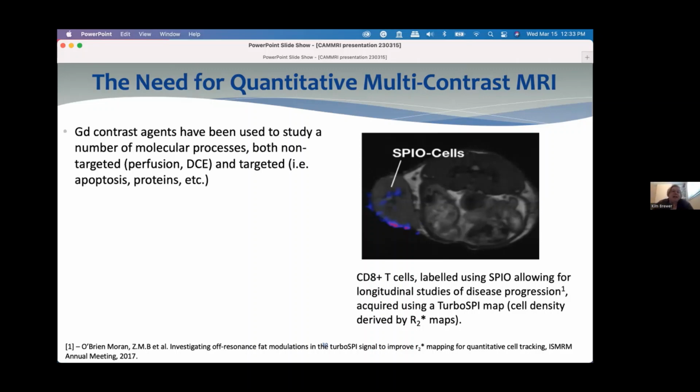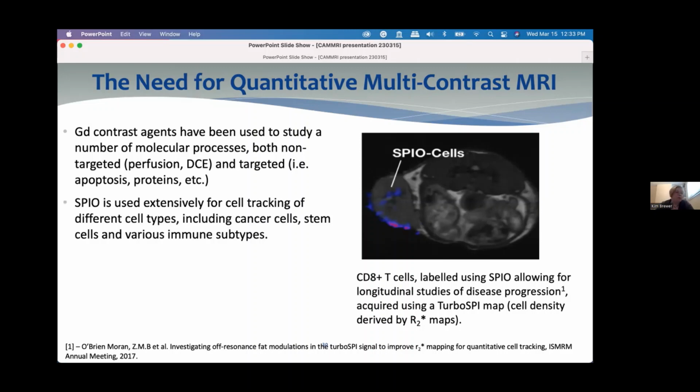We'd like to add a GAD contrast agent. Gadolinium is obviously very commonly used clinically. You can use it to study a lot of processes, non-targeted like perfusion or dynamic contrast enhancement. There are a lot of specific probes that are targeted, things like targets for caspase in apoptosis or targeted to proteins. And we can combine that with SBIO, which you can use for tracking a number of different cell types.